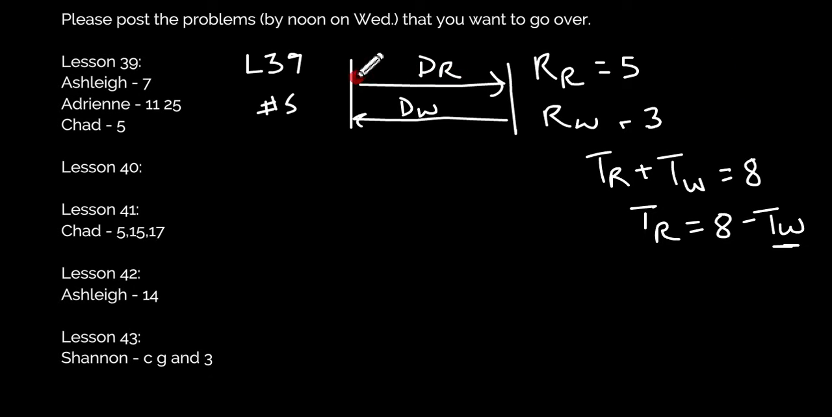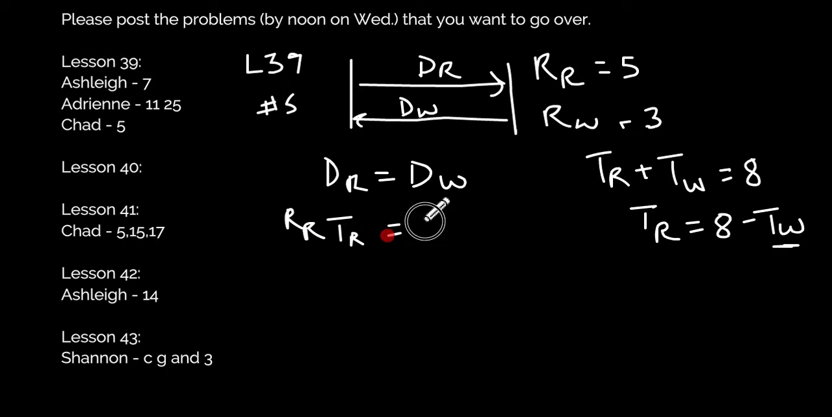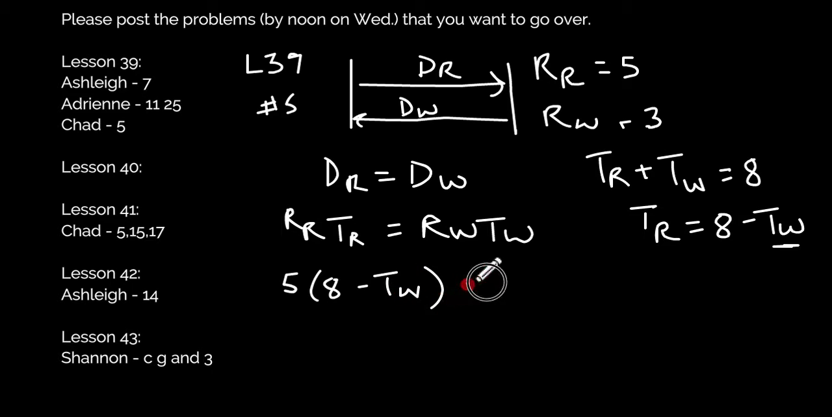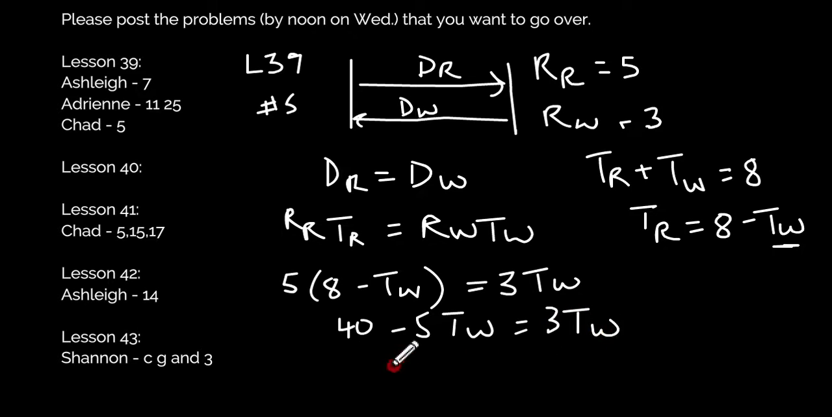So these distances are equal. They're starting at the fire, running away, then coming back, same distances. So the distance running equals the distance walking. The rate running, time running, equals rate walking, time walking. So the rate running is 5. The time running is 8 minus the time walking. The rate walking is 3 times the variable that we're leaving in, which is the time walking. We just distribute this all through, such as this. 3 time walking, and we get 40 equals 8 time walking. And so the time of walking is going to be 5 when we divide both sides by 8.